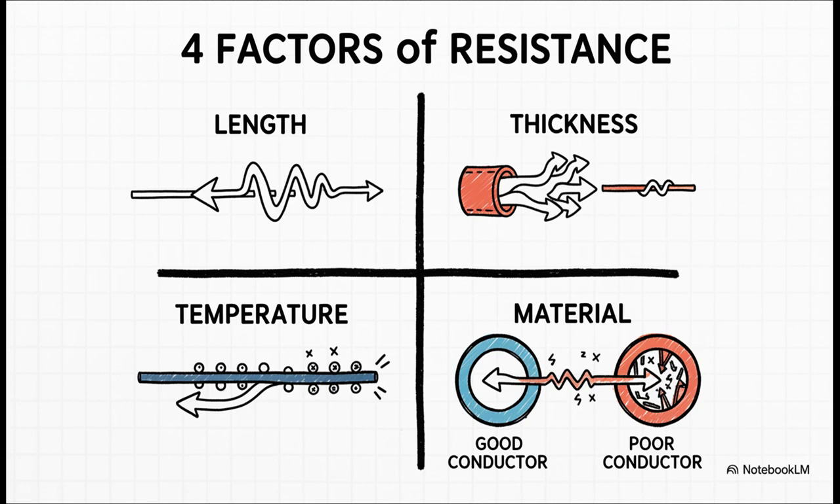First, length. A longer wire is like a longer obstacle course, right? So more resistance. Second, thickness. A thicker wire is like a wider highway, making it easier for current to flow, so there's less resistance. Third is temperature. When atoms get hot, they vibrate like crazy, getting in the way of the electrons even more. And finally, of course, the material itself is a huge factor.